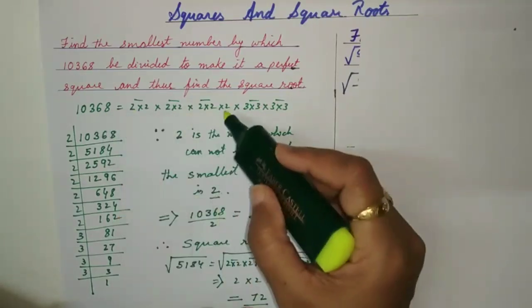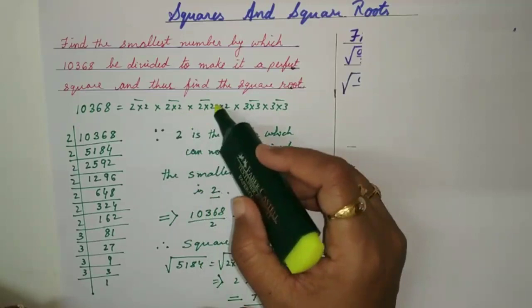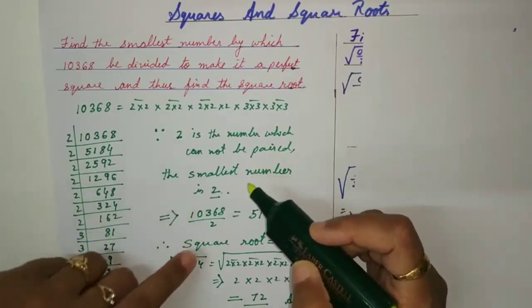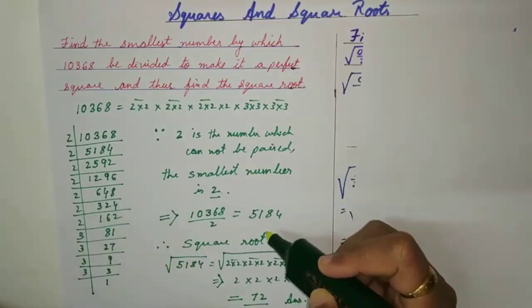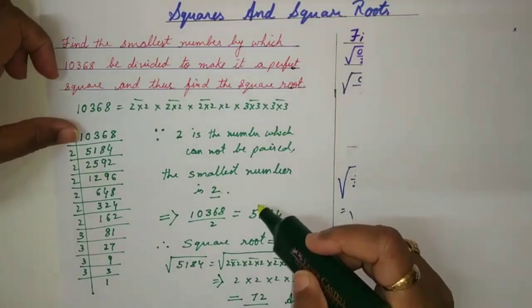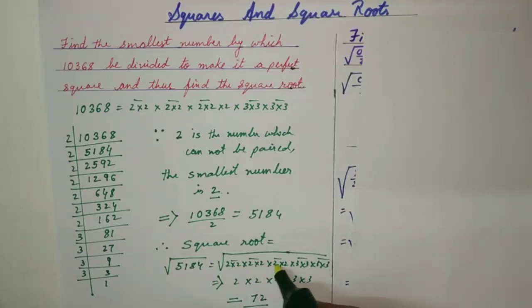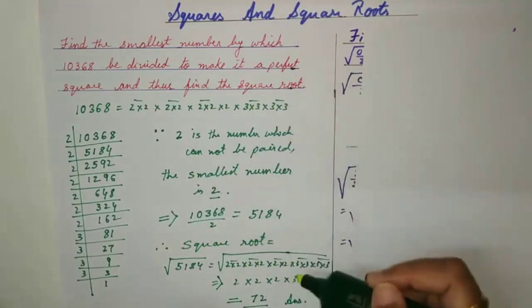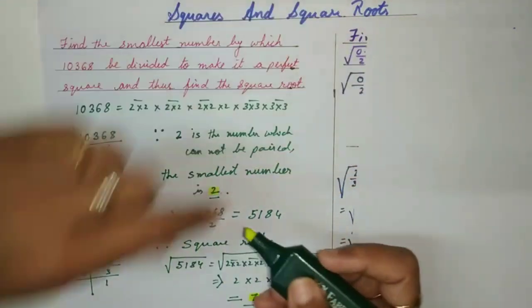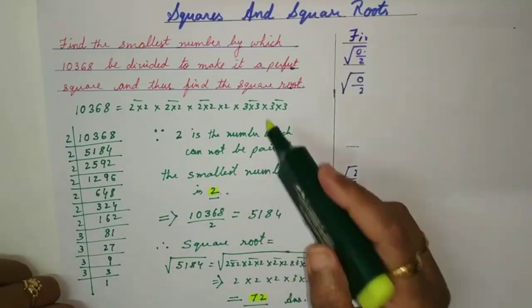Therefore, if we divide this number by 2, you have pairs, exactly a perfect square. So this number 2 is the smallest number, and by dividing you get 5184. On taking the square root, the first 2 is divided, so this 2 we don't write, and the rest of the numbers are written, and on pairing you get 2s and 3s, and the product will give you the number. So 2 is the number which divides, and on multiplying you get 72, which is the square root.